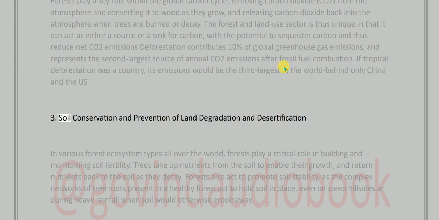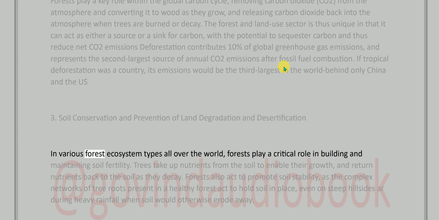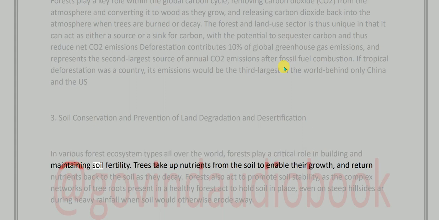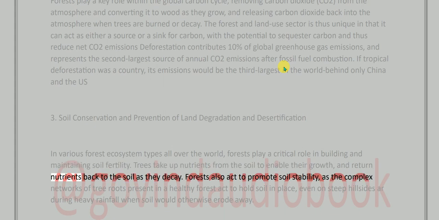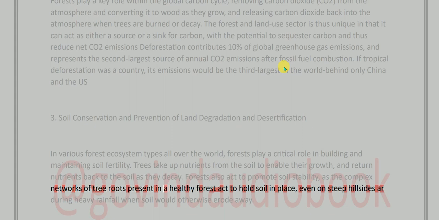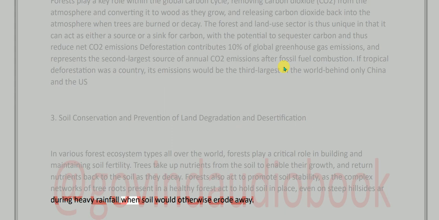3. Soil conservation and prevention of land degradation and desertification. In various forest ecosystem types all over the world, forests play a critical role in building and maintaining soil fertility. Trees take up nutrients from the soil to enable their growth, and return nutrients back to the soil as they decay. Forests also act to promote soil stability, as the complex networks of tree roots present in a healthy forest act to hold soil in place, even on steep hillsides during heavy rainfall when soil would otherwise erode away.